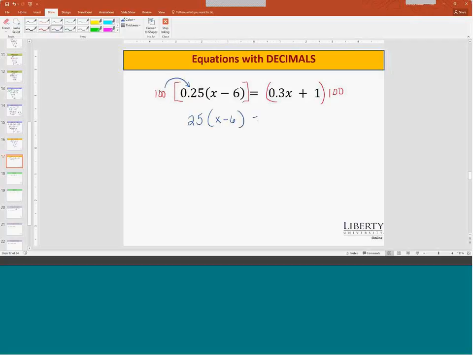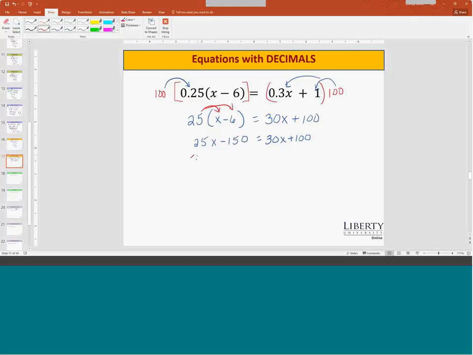the set of parentheses. Since when we multiply the 0.2 by 100, it gives me 30x plus 100, because we distribute this 100 to these terms. Now I don't have any decimals to deal with, and we can solve as usual. Now distribute the 25, which by the way has already been multiplied by the 100 when we eliminated the decimal. So that's 25x minus 150 equals 30x plus 100.